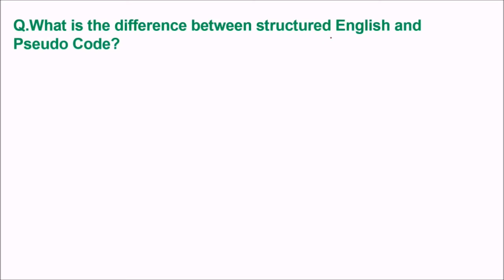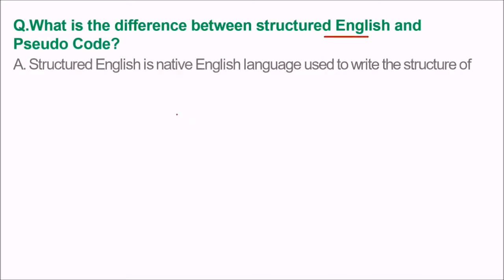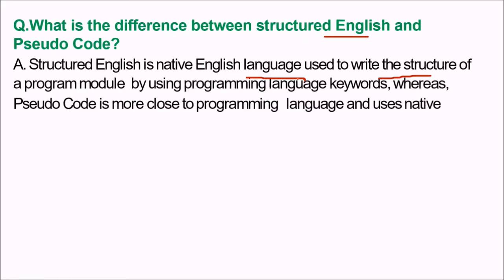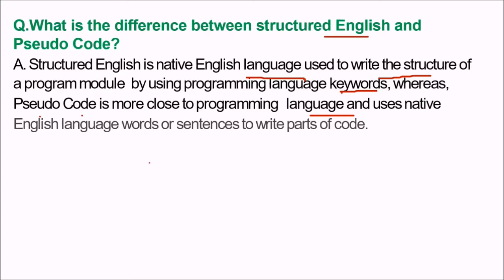What is the difference between structured English and pseudocode? Structured English is native English language used to write the structure of a program module by using certain programming language keywords. Whereas pseudocode is closer to the programming language, and it uses native English words or sentences to write parts of the code.